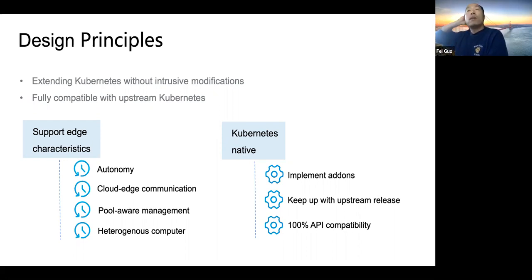We're trying to make OpenYurt Kubernetes native, so we generally just implement add-ons. We keep OpenYurt in sync with the upstream release, so I think every quarter we will have a version upgrade to the base Kubernetes version. We are trying to achieve 100% API compatibility using OpenYurt. This is our design principle.